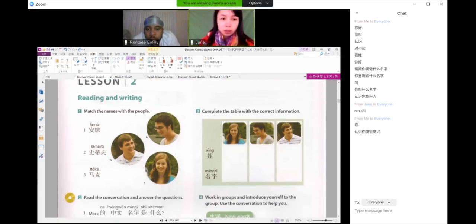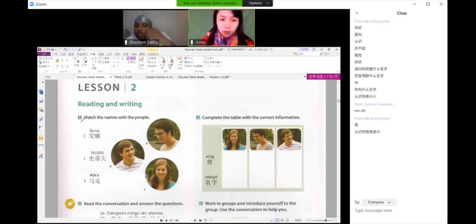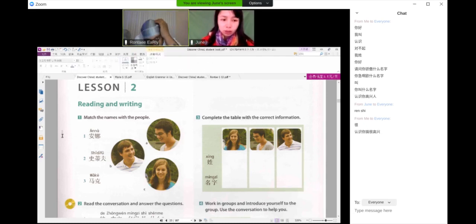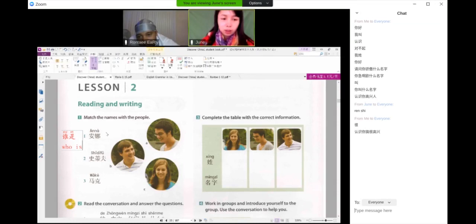Okay, this one is unit 1, lesson 2. So match the name with the people. You can guess first. So 谁是安娜? C. Okay, and we can just guess for now. 谁是史蒂夫? B. Okay, you think this is 史蒂夫? Okay. So 谁是马克? A. Okay, let's check it out.